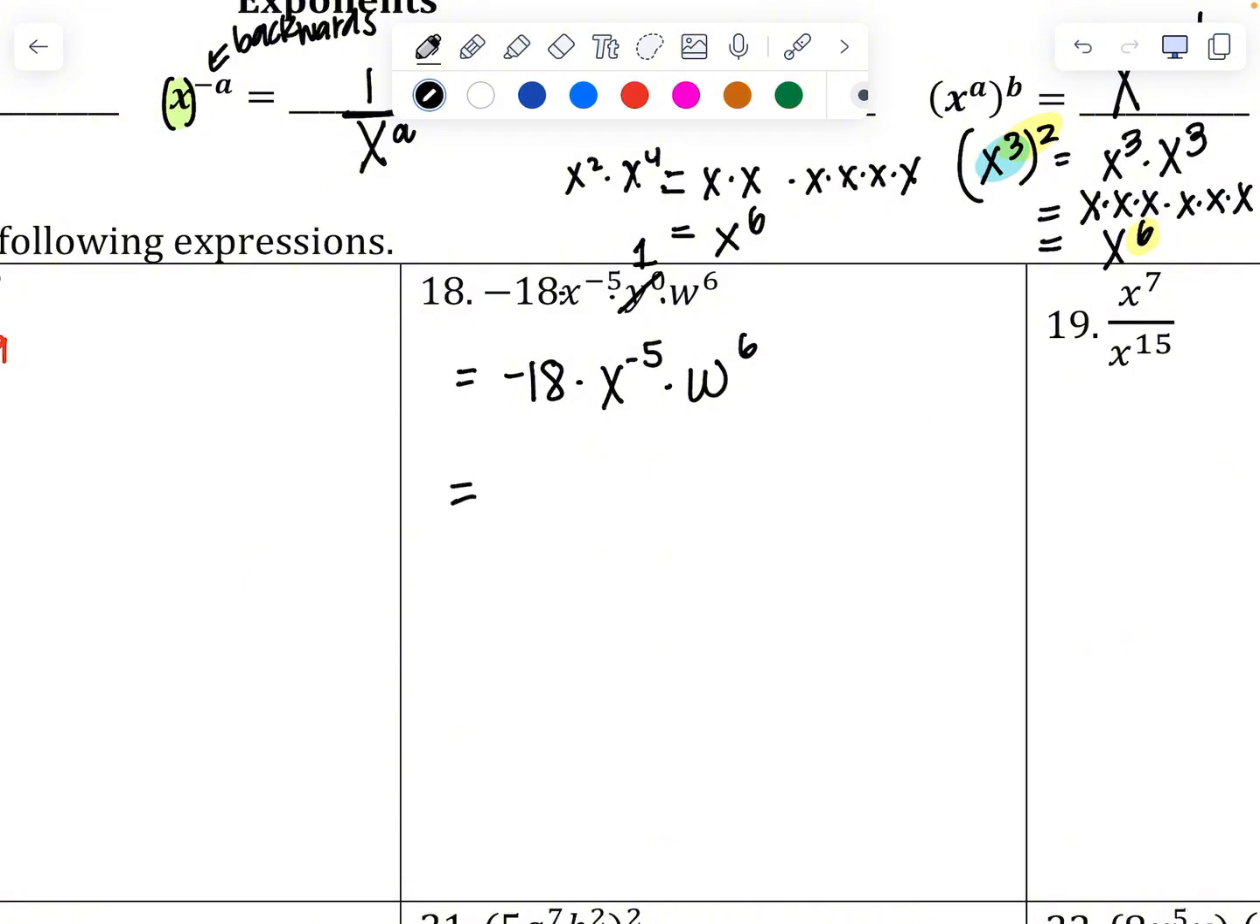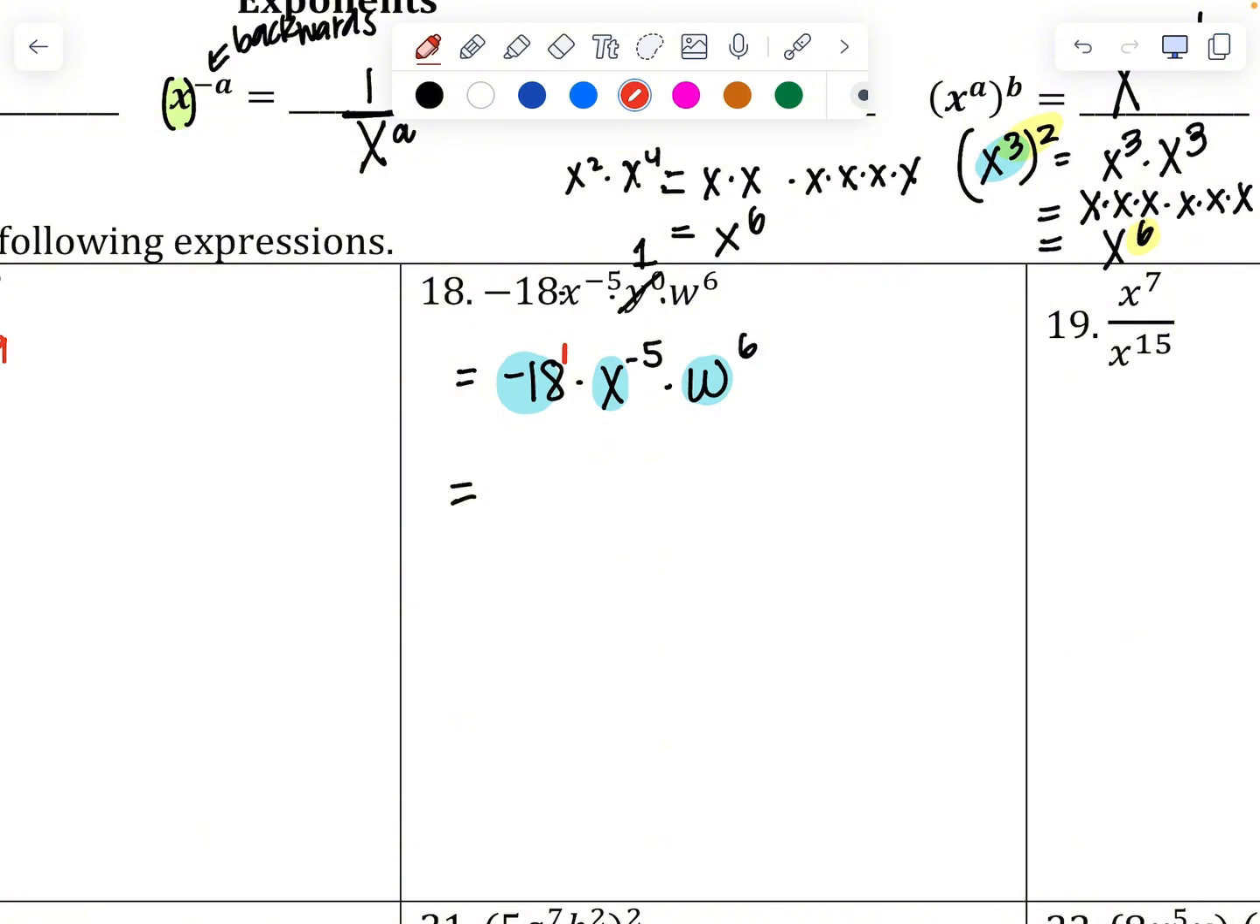I noticed that I have different bases. I got the negative 18, I got the x, and I got the w. Negative 18 has an invisible exponent of 1, so that one's good to go. w to the power of 6 has a positive exponent, so I'm good to go. There's no other way of rewriting it. The only one I can still rewrite is x to the power of negative 5. Negative 5 in the exponent means I went backwards.